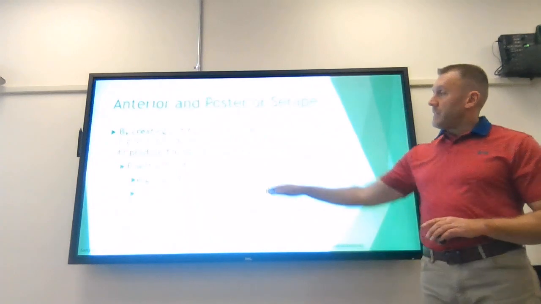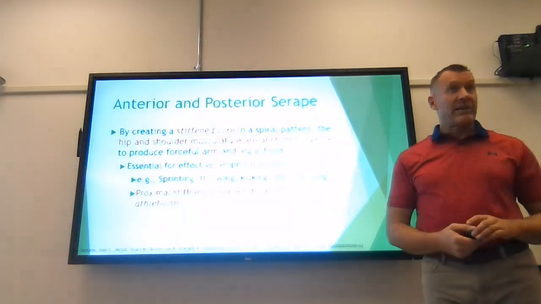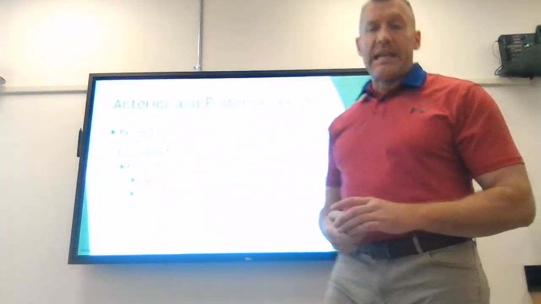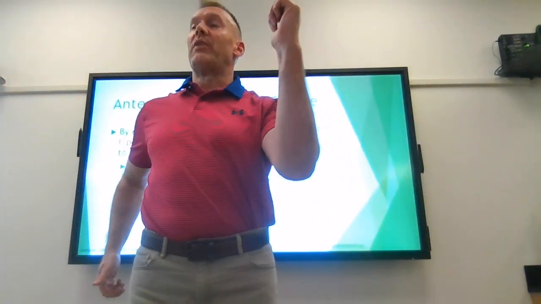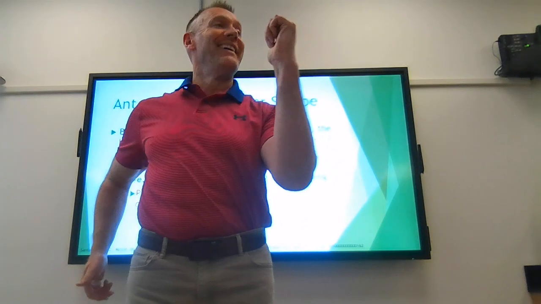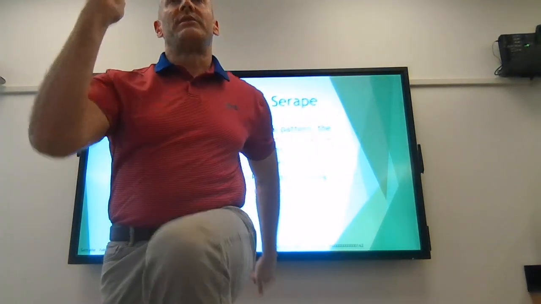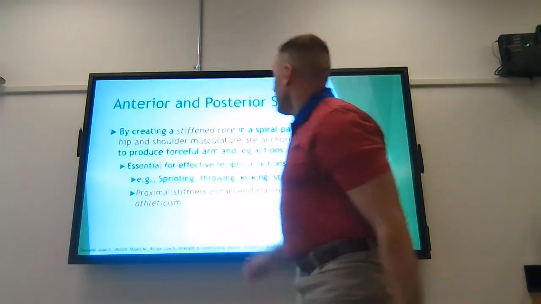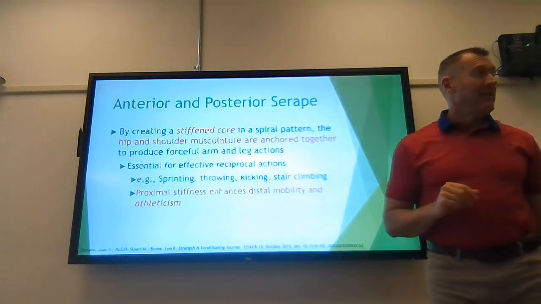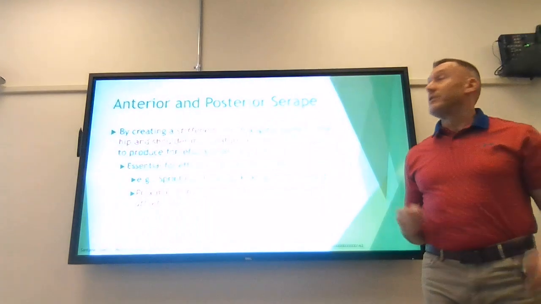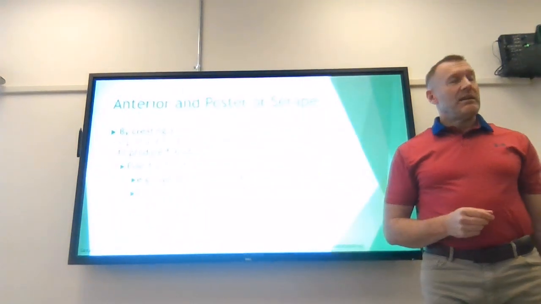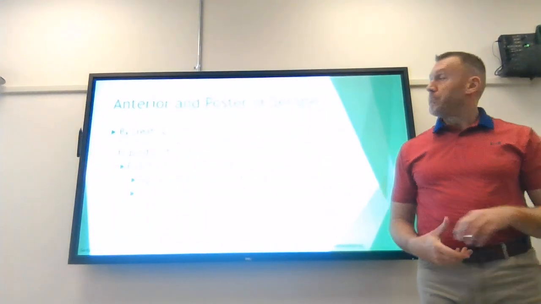This is especially effective for reciprocal actions. For example, in sprinting, if I have my left arm up and my right arm back, which leg is forward? Yeah, like this, right? And switch like this. That's what you call a reciprocal action. So it makes sense that those muscles are connected in that spiral pattern.